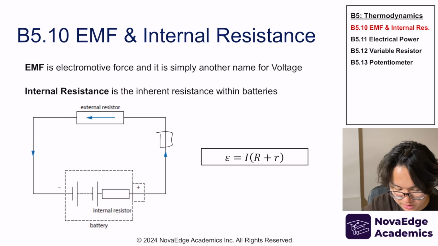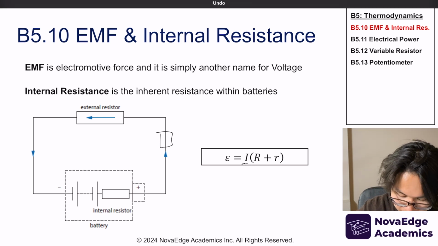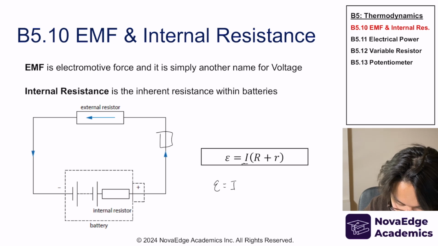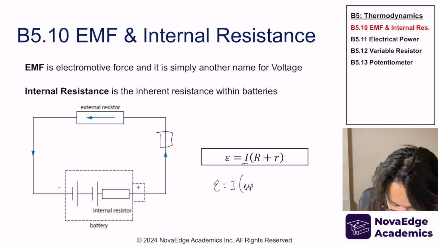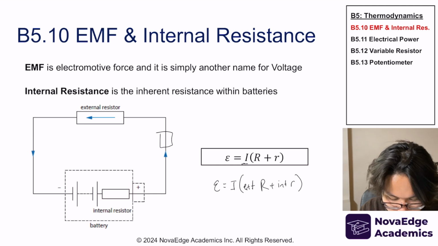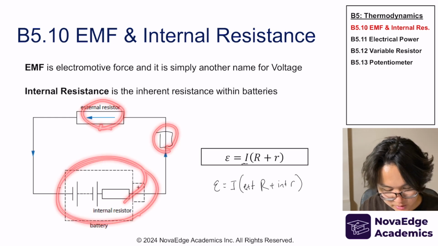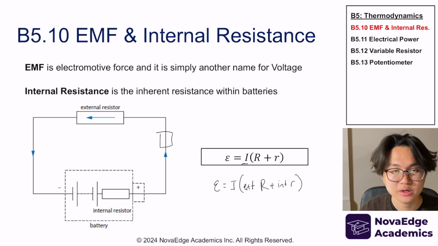Okay, now you're going to see this equation. It's important to understand the equation. It's just saying that the EMF is equal to the current times the sum of the resistance of the circuit. So EMF is equal to I times the external resistance in the circuit plus the internal resistance. So you're just adding this with this to find the EMF. That's just it. It doesn't really do anything.